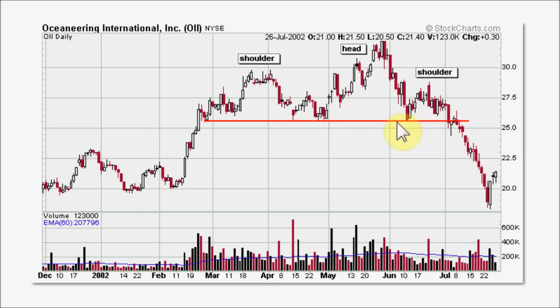Basically what you're looking for is this trend line of support that if the stock breaks below it, it is very bearish, and usually the fall is pretty dramatic after a head and shoulders forms on a stock chart. This is a very bearish and very effective chart pattern.